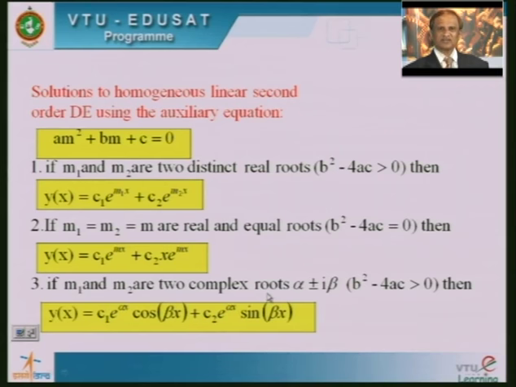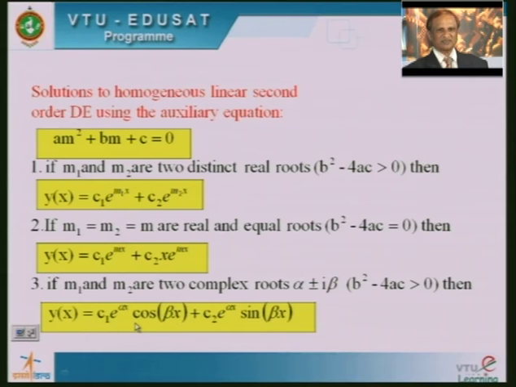Friends, we know that if the roots are complex, we can write them in the form alpha plus or minus i beta. So, when we get complex roots, b square minus 4ac is less than 0, then you will get two complex roots. If the roots are complex, what is the solution of the second order homogeneous equation? It can be written in this form: y of x is equal to e to the power alpha x. Where is the alpha? Alpha is the real part.